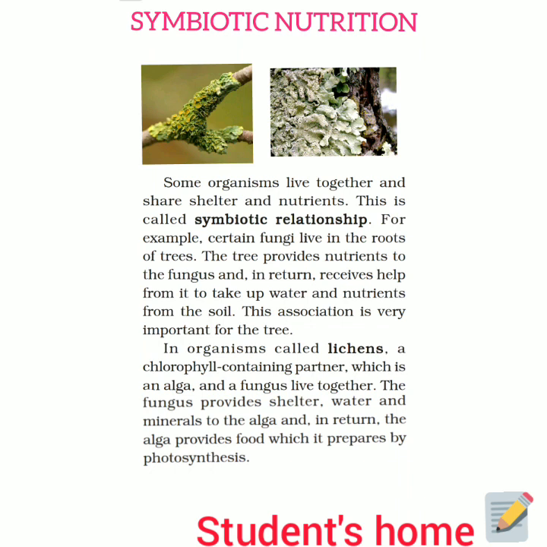In organisms like lichens that you can see in the picture, these two pictures are examples of lichens only. Here in lichens, a chlorophyll-containing partner which is an alga, a very primitive type of plant, and a fungus live together. The fungus provides shelter, water, and minerals to the alga, and in return, the alga provides food which it prepares by photosynthesis. So class, this was all about the non-photosynthetic mode of nutrition that is found in different plants.